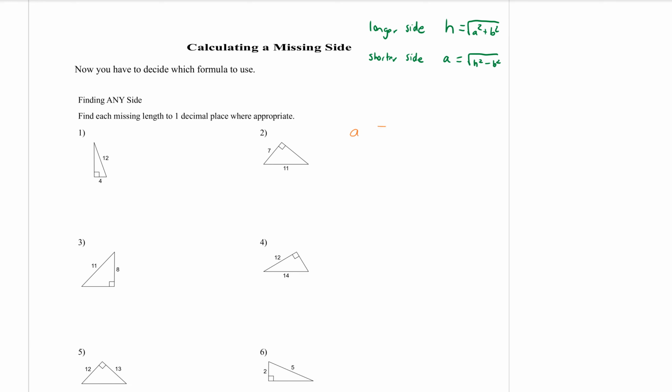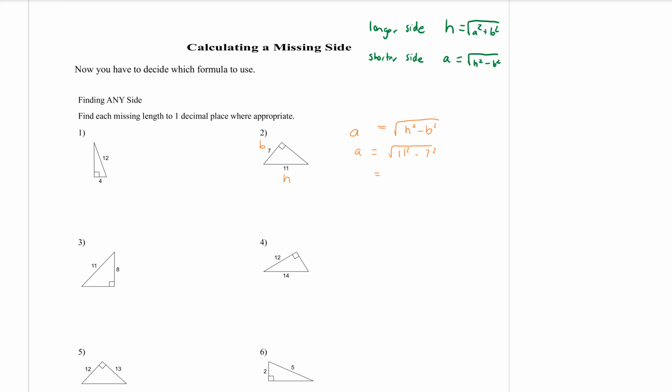A equals big square root of h squared minus b squared. Now the h is the one across from the right angle. It's the 11. And the b is going to be the 7 in that formula. So I sub them in. A equals big square root 11 squared for the h minus 7 squared for the b.